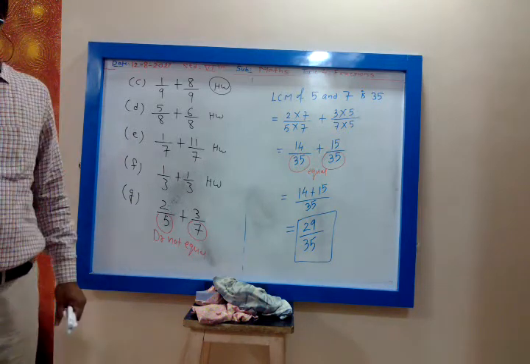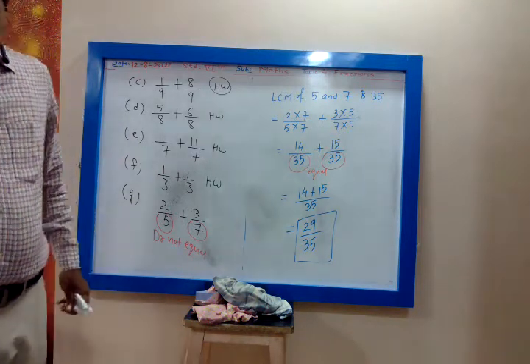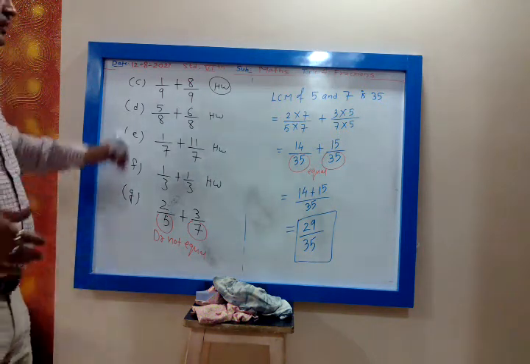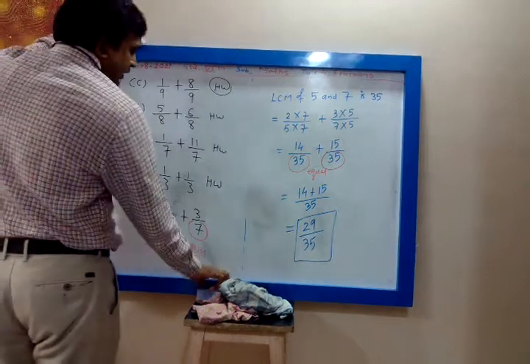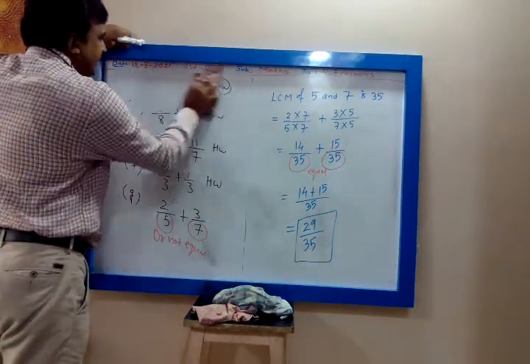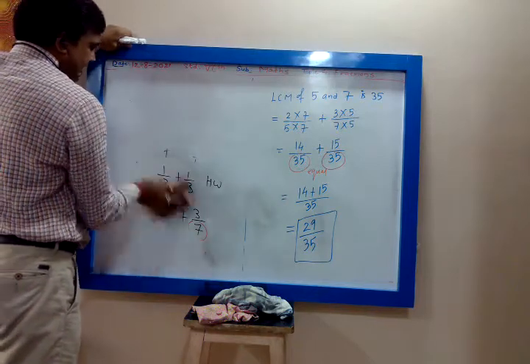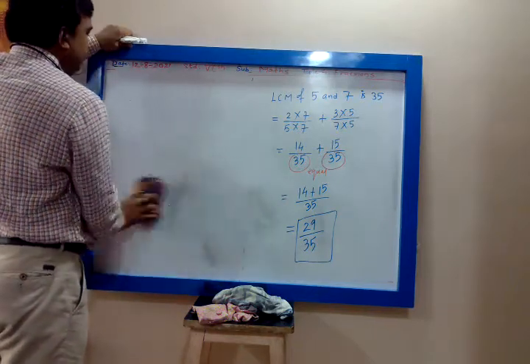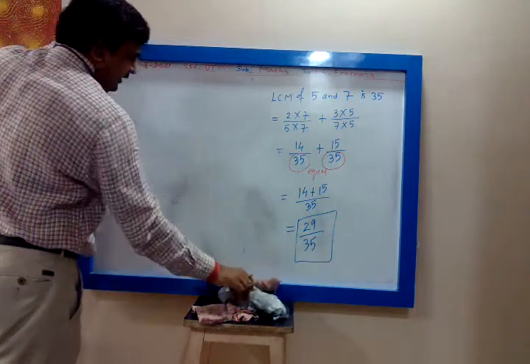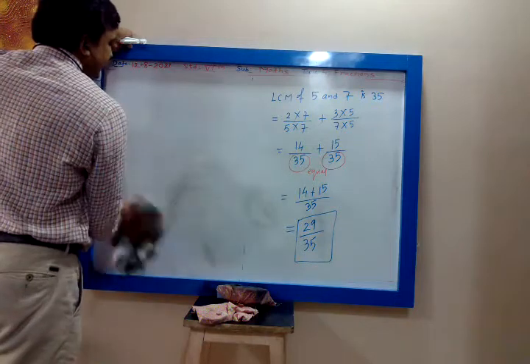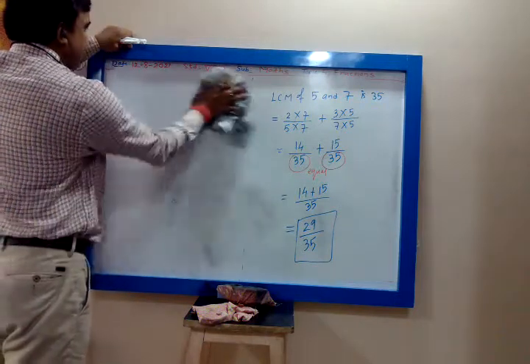DR means denominator. So whenever denominators are not equal, you have to take LCM of the denominators and make the denominators equal. So this is the working method. Whenever denominators are not equal, you have to take LCM of the denominators and make denominators equal.